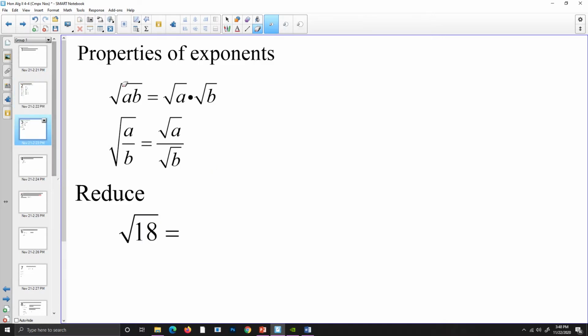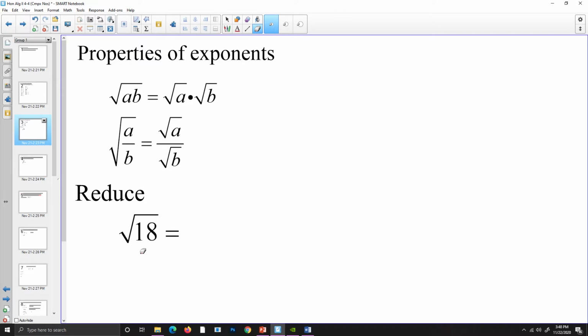So a couple of properties of exponents that we can use to simplify our radicals is, for instance, if you have the square root of the product of two values, you can make that equal to the product of the two square roots. And in this particular instance, if you take the square root of a fraction, you can split that up into a fraction of the two square roots. And we use that for reducing our radicals.